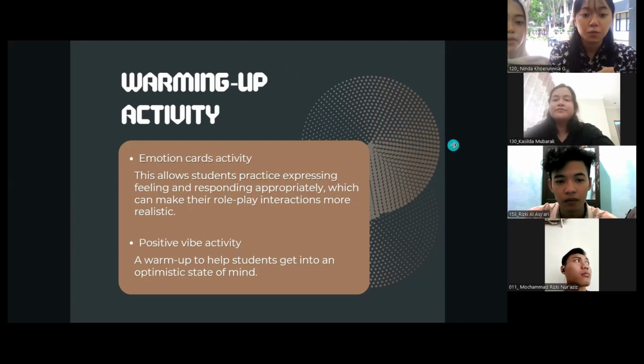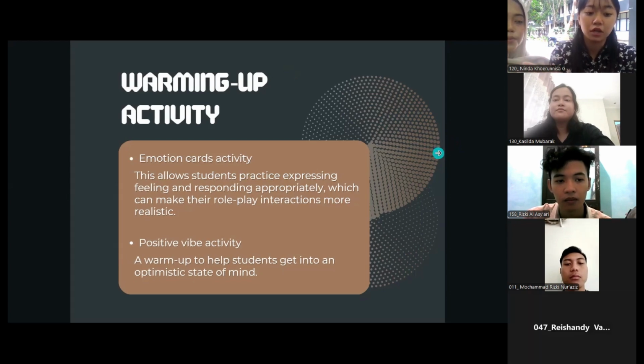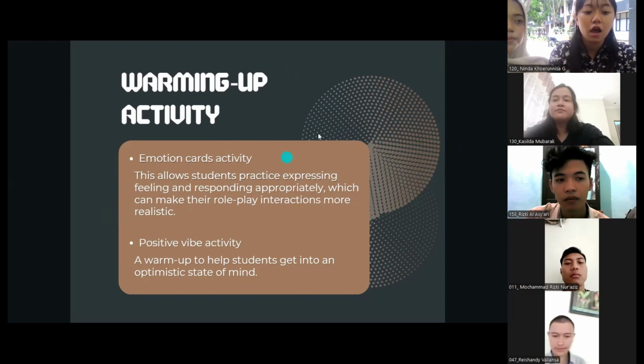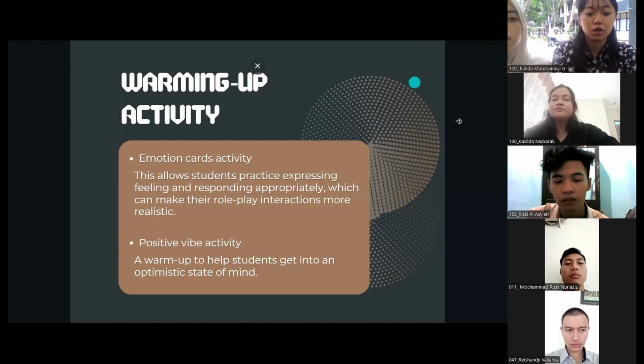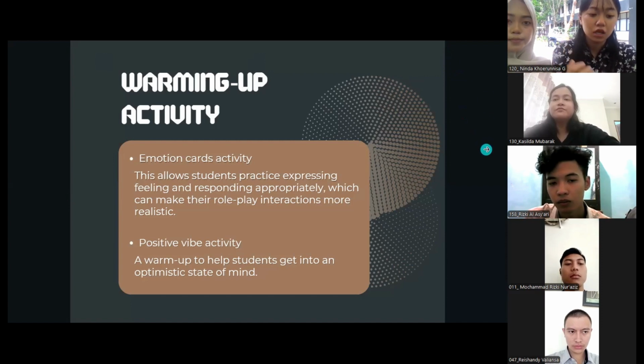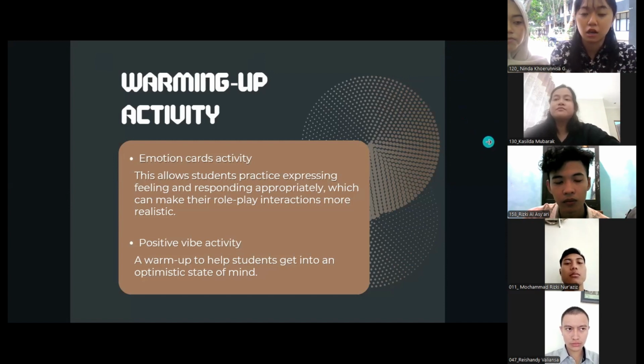The second is positive vibe activity. So teachers can also use an activity called positive vibe activities to warm up, to help students get into an optimistic state of mind. Start the lesson with the usual "How are you?" question and then ask all students to stand up and explain the task, which is to finish the sentence like "It's a good day today because..." and accompany it with a wave sending gesture. Then the students can sit down only after they find something positive in their life.